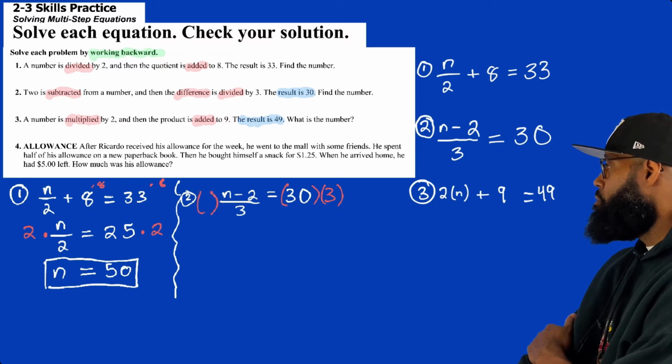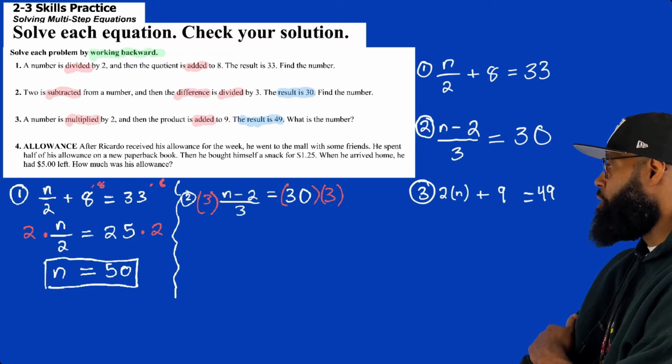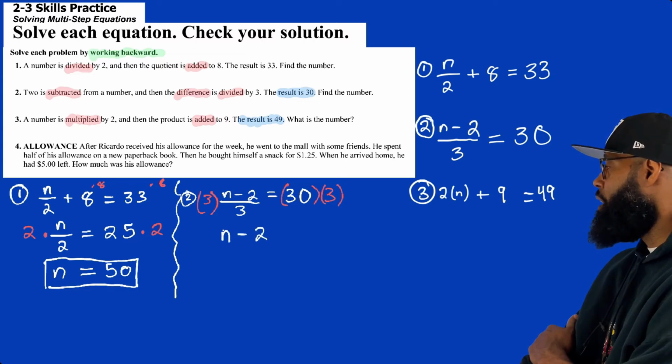And again, we have the numerator that is left, because the 3 in the top and the 3 in the bottom will cancel each other. So now n minus 2 is equal to 90. And of course, the opposite of subtracting 2 would be to add 2.